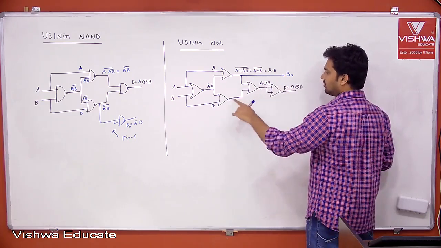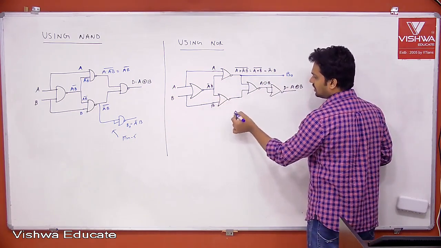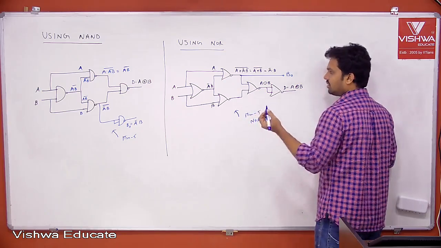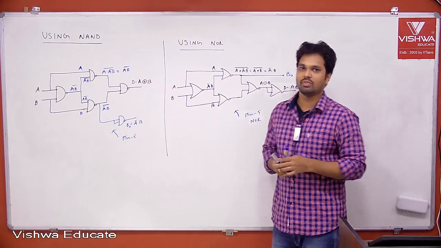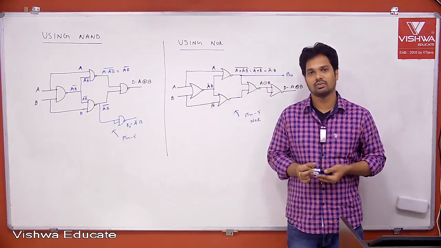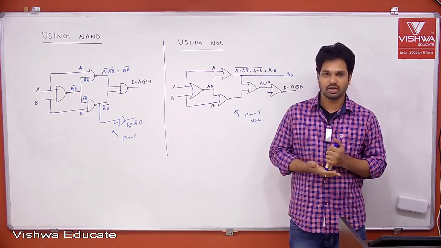But 1, 2, 3, 4, 5. So how many gates are required here? Minimum 5 NOR gates are required. So this is how we make a half subtractor using NAND gates and NOR gates. Both cases require a minimum of 5 NAND and 5 NOR gates.